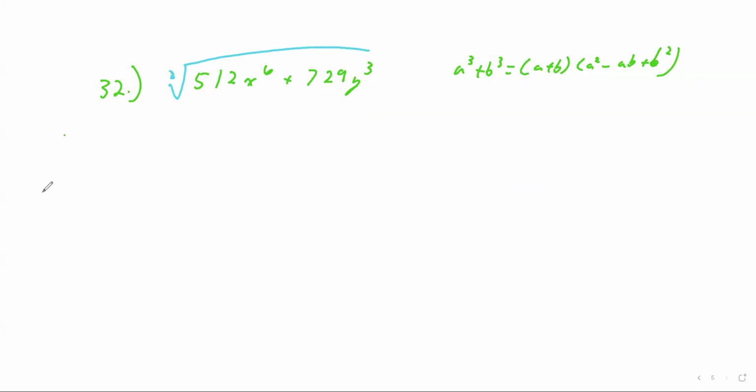So 64 times 8, 5. Okay. So this would be 8. So 8 times 8, 64 times 8 again would be 512. So that would be parentheses 8. 3 goes into 6 2 times. Same sign, so that'd be a positive.